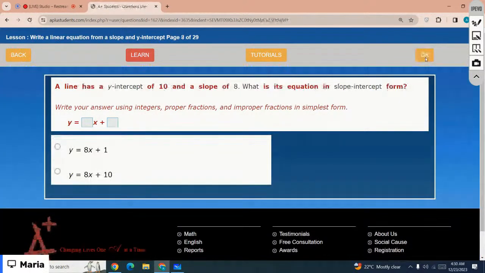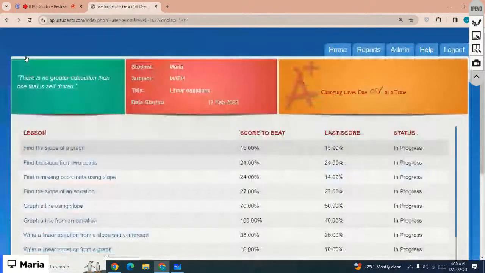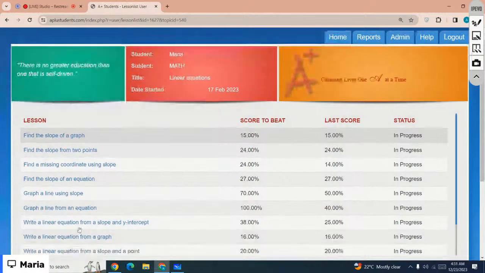Okay, you can complete the lesson by yourself later today. Let me just move on to the next lesson. Okay, the next lesson is write a linear equation from a graph.